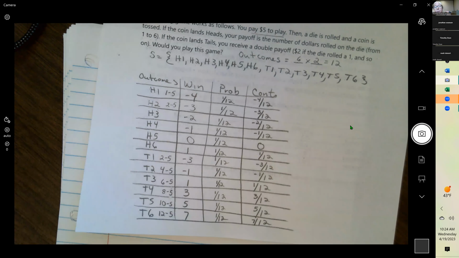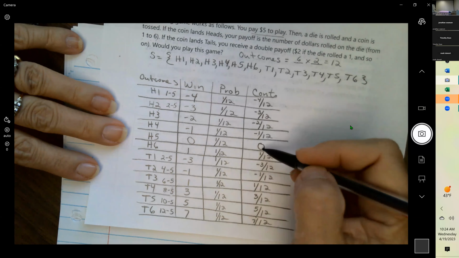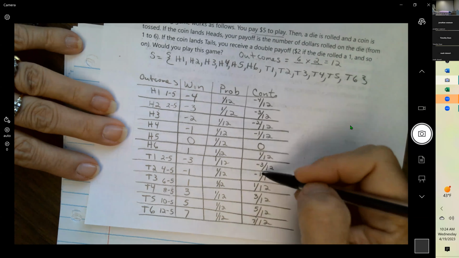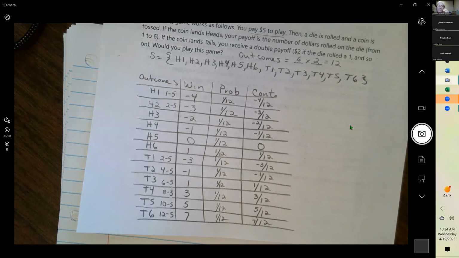I wouldn't reduce them. The reason I wouldn't reduce them is because you could just add the numerators and then divide by 12, because they have the same denominator. You can take -4, -3, -2, -1, +1, -3, -1, +1, 3, 5, 7, and then get that answer and divide by 12 because they're all the same denominator.